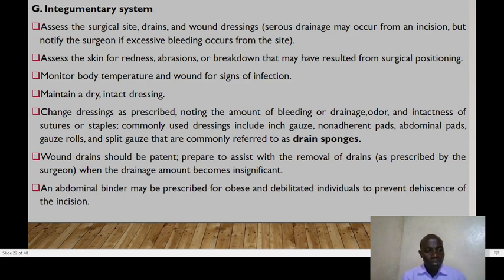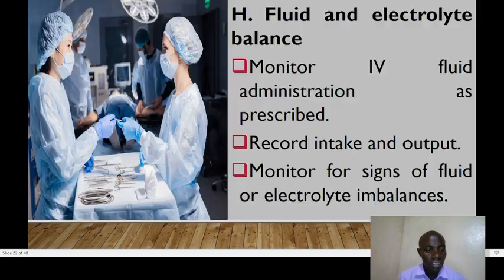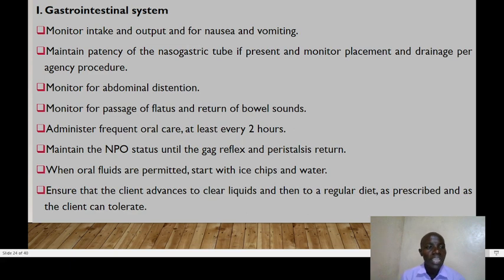An abdominal binder may also be prescribed for obese and debilitated individuals to prevent dehiscence of the incision. On fluid and electrolyte imbalance, you need to monitor the IV fluid administration as prescribed, and you record the input and output. Also, you need to monitor for the signs of fluid or electrolyte imbalance. You need to monitor the intake and output, and the nausea and vomiting.